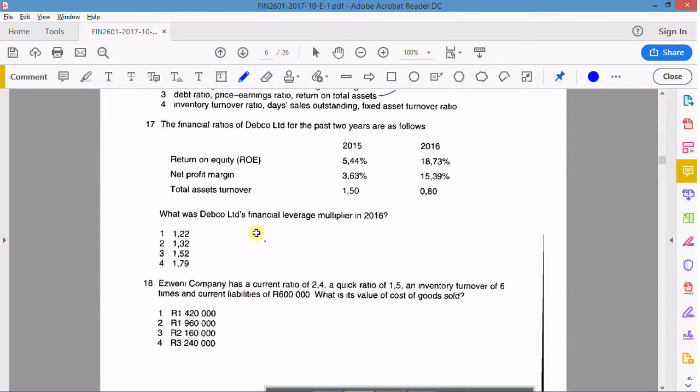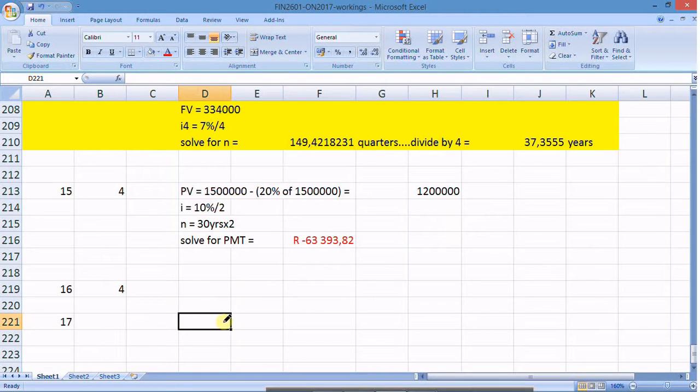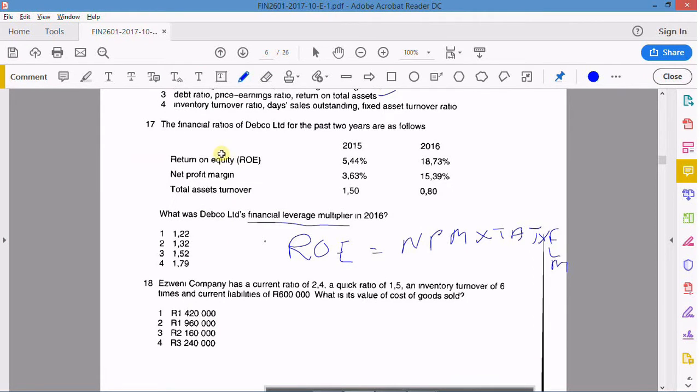Correct. Okay, so when I read the question, exam technique is important. If they talk about financial leverage multiplier, I'm already thinking about DuPont. Okay. Times FLM. I don't know if I got this one. Okay, so ROE equals NPM times TAT times FLM. Okay, I got that. Right, so there's the DuPont. Right, they want to know what it is in 2016 only. So I'm only looking at that.